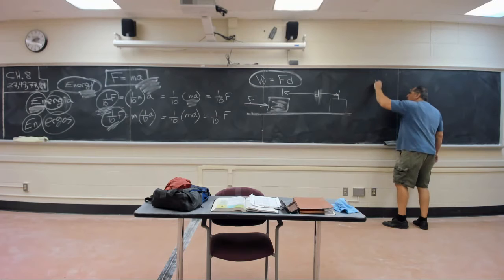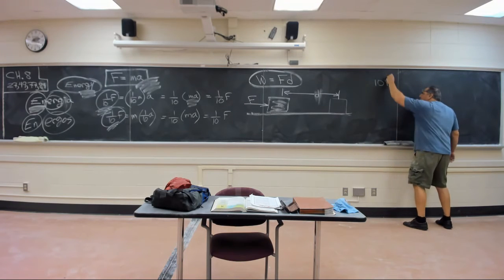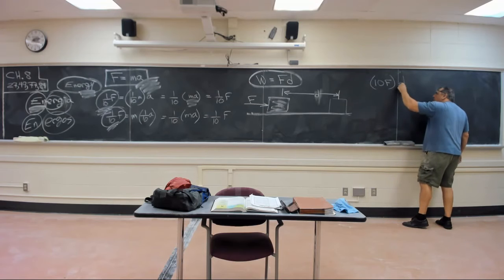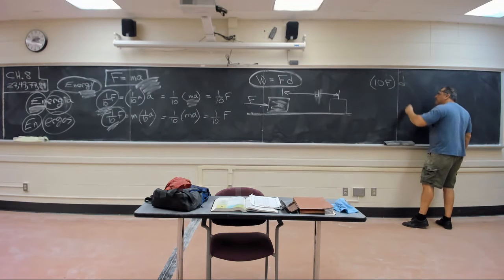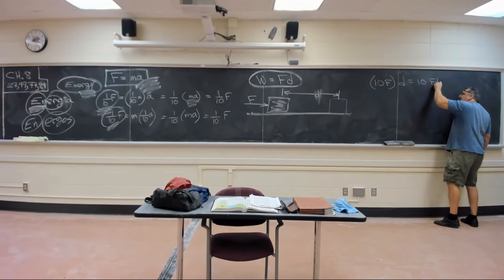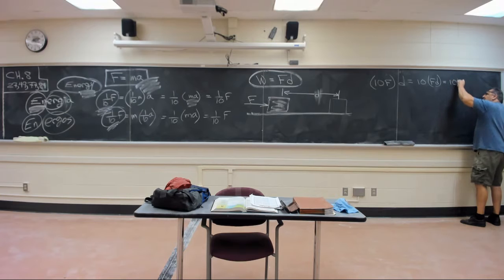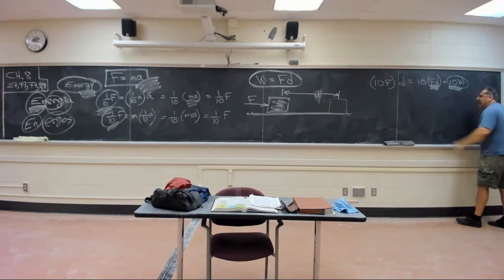Let's talk about this. Now let's go to 10 times the force. I'm really going to exert a great force over a distance d. I can pull the 10 out of there. That's FD, the original W. This is just 10 times the work of what I did originally.